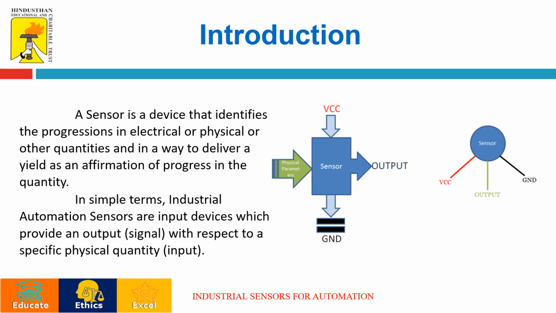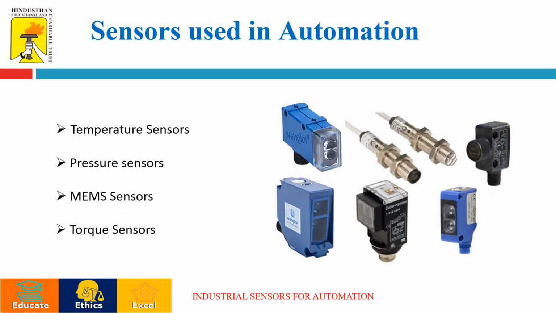So what is a sensor? A sensor is a device that analyzes physical data, and this physical data is converted into an electrical signal by using a transducer. It acts as an input device. It requires a voltage source and a ground, and it also gives the output. Whatever physical data we need to measure will be sensed through this particular sensor.